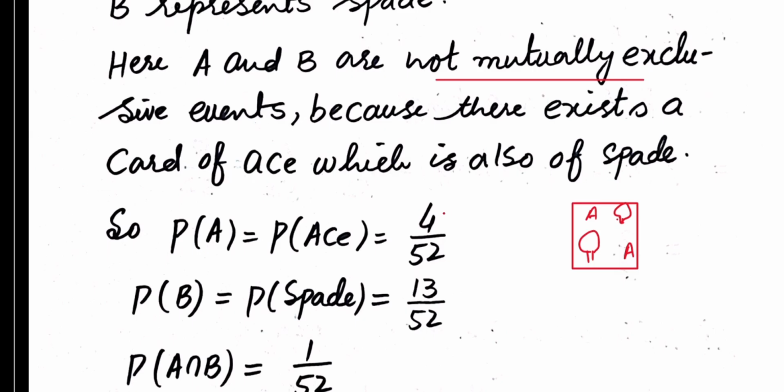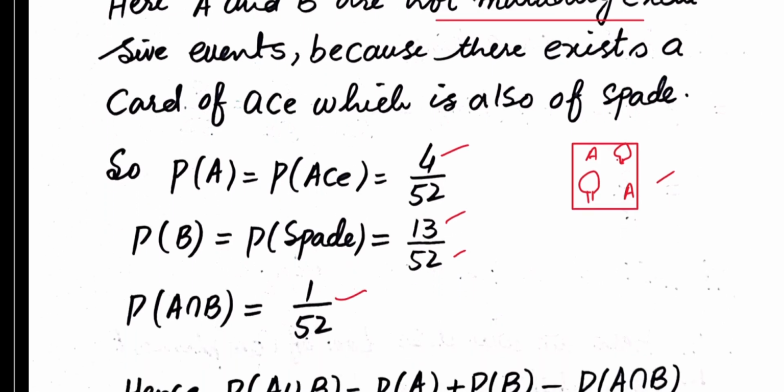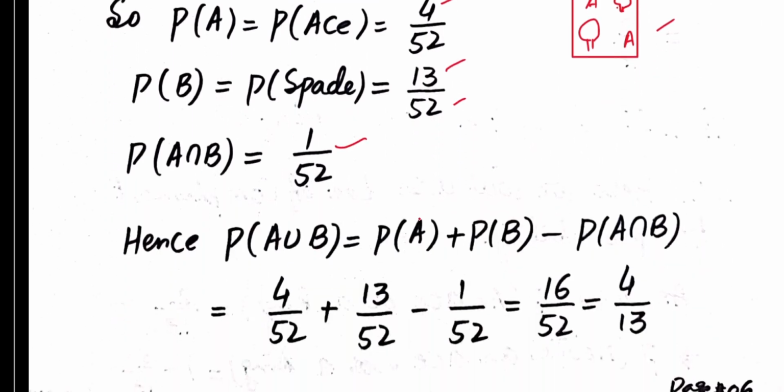So there exists a card of ace which is also a card of spade. Probability of ace: there are a total of four aces out of 52. Total spades are 13 out of 52. And A intersection B is one card, which is a card of ace as well as a card of spade. So the probability of intersection is 1 over 52. So the probability of A union B is the probability of A plus the probability of B minus the probability of A intersection B, which is 4 over 52 plus 13 over 52 minus 1 over 52. This is 16 over 52, that is after cancellation 4 over 13.